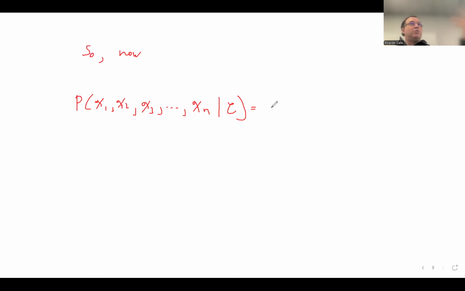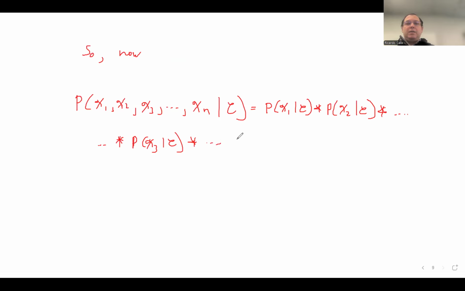And so, as it turns out, when you treat the variables as independent, this can be rewritten in a much nicer way as the probability of x1 given class, times the probability of x2 given class, times dot, dot, dot, the probability of x3 given class, times dot, dot, dot, the probability of xn given class. And then also remember that I'm just including this term right now, but that's it. Do you understand?